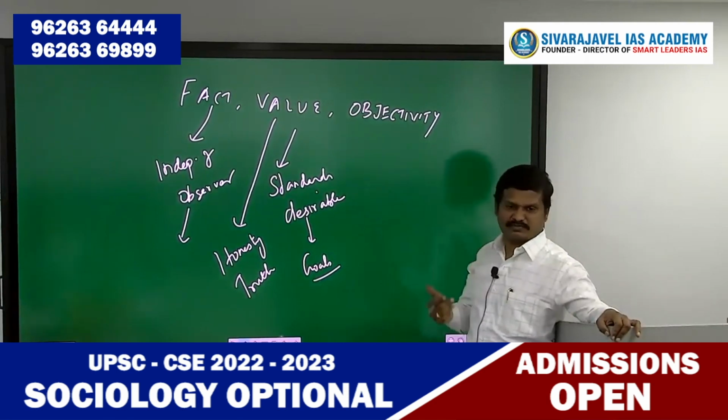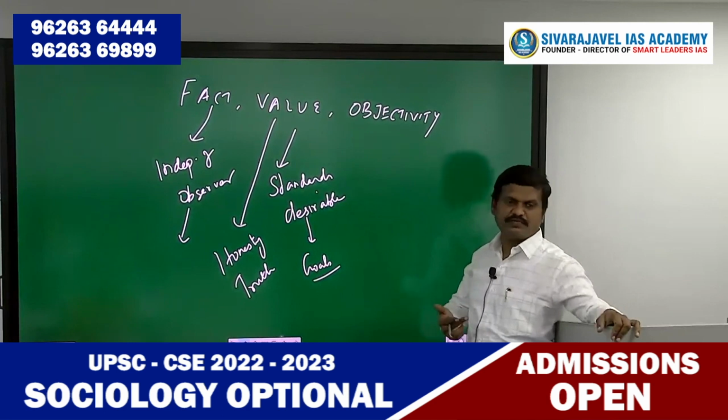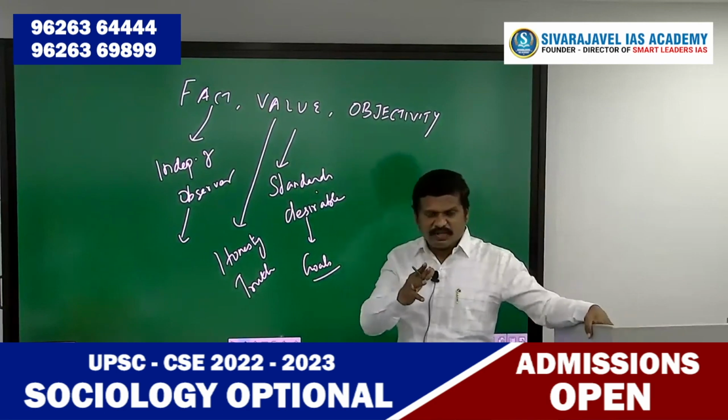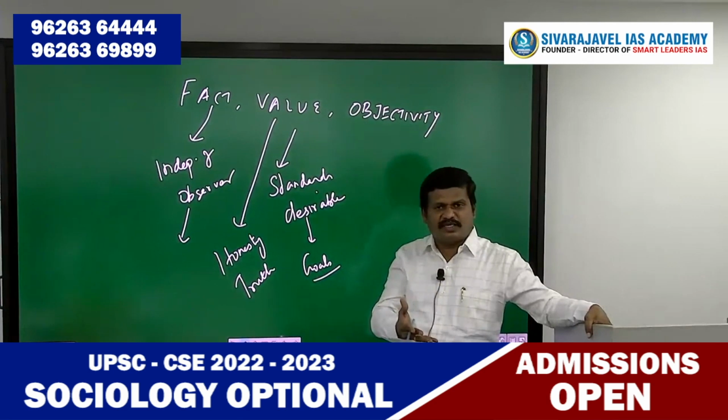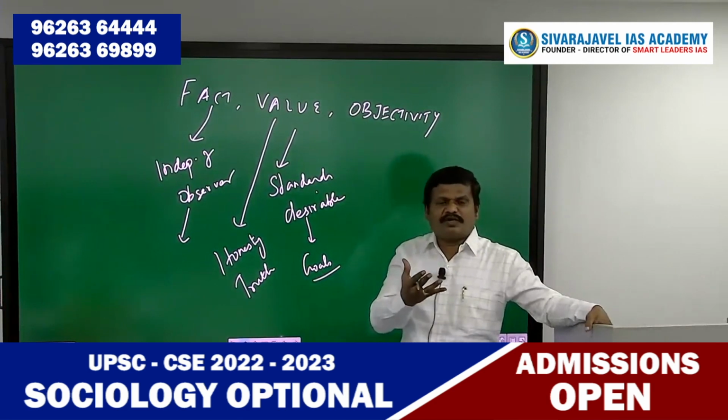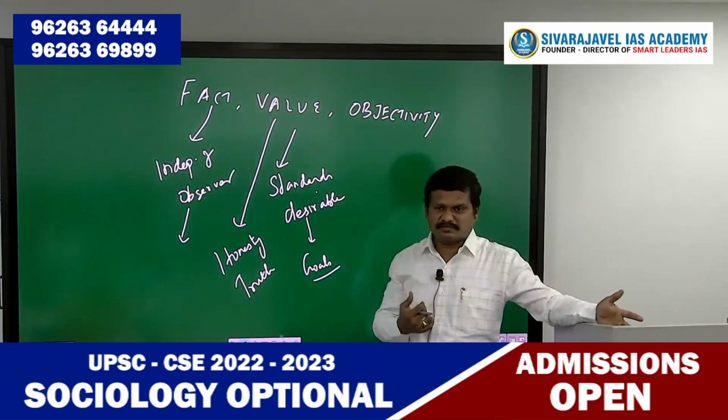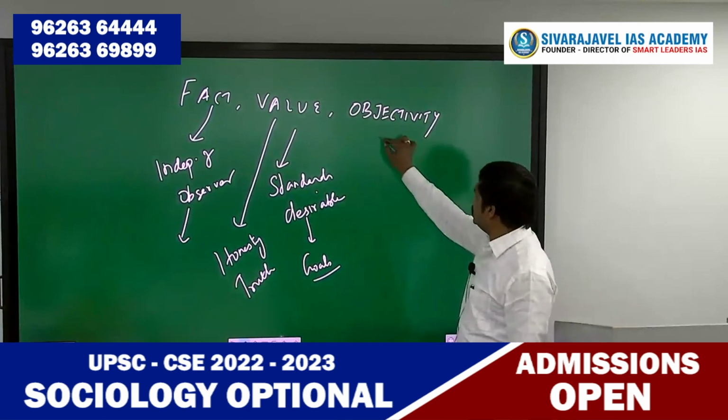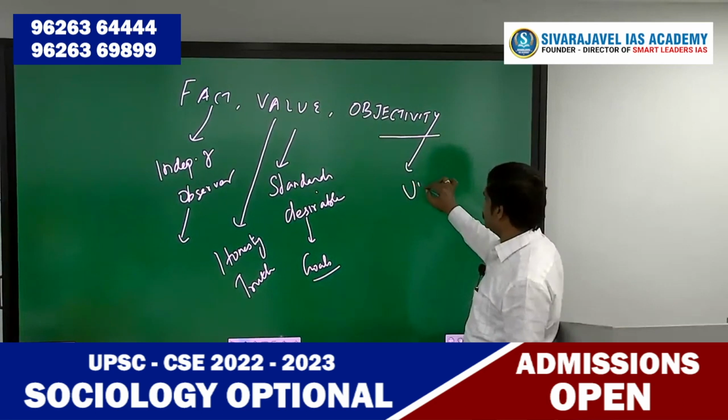Equality is what? Value. So value is the goals of the society. Something which society wants everyone to practice. Objectivity means what? Unbiased.